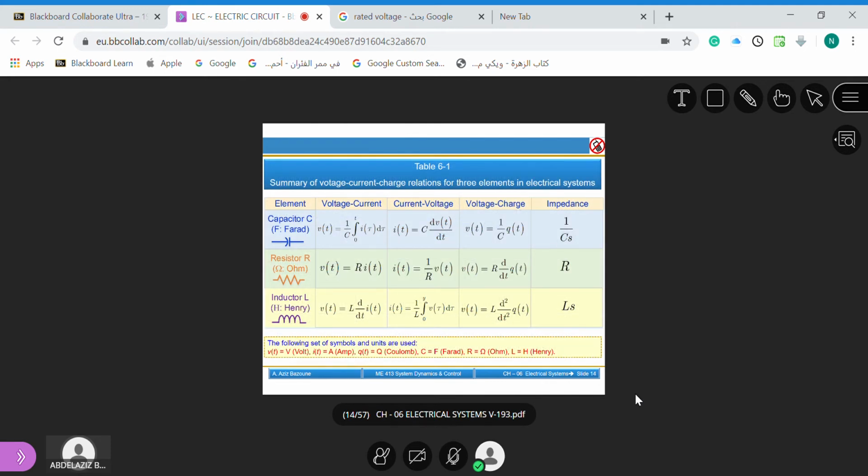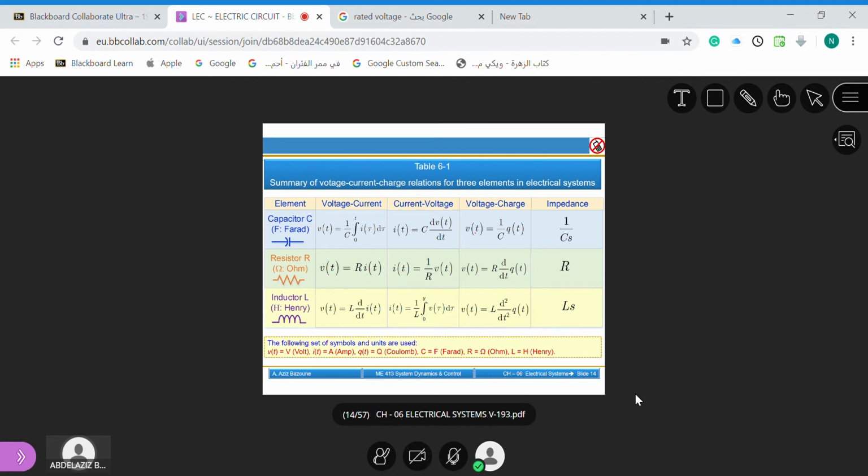A summary of all these is like this. The first element is the capacitor. For the relationship between the voltage and current, if you have the current and you are looking for the voltage, V will be 1 over C integral I dt. If you have the voltage and you are looking for the current, I will be C dV over dt. And the relationship between the voltage and charge is V equals 1 over C Q(t).